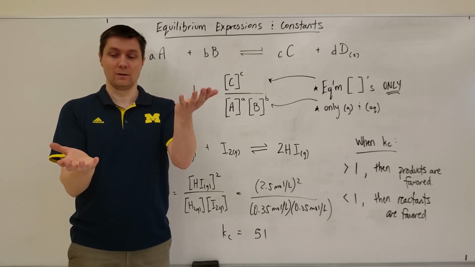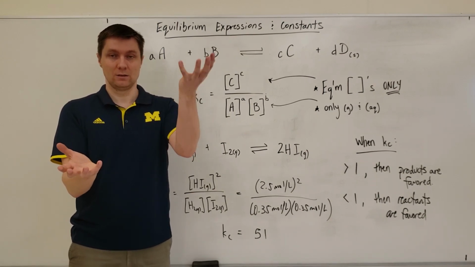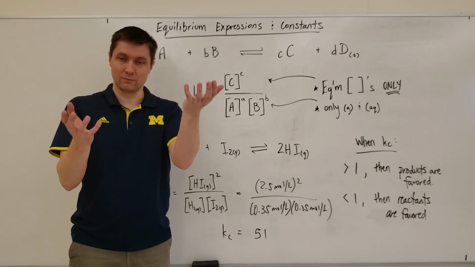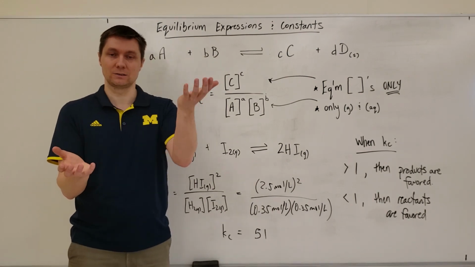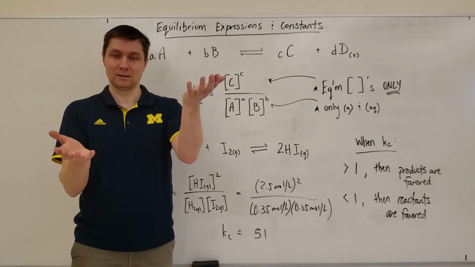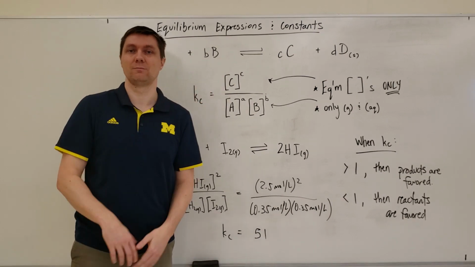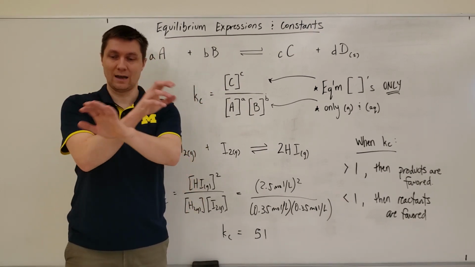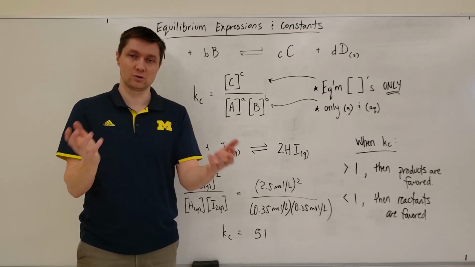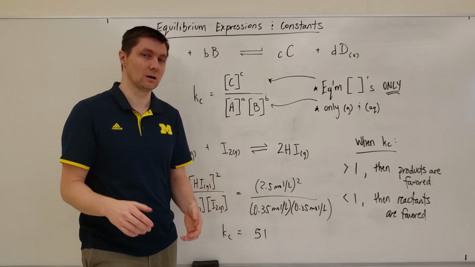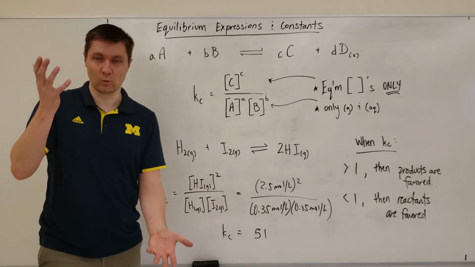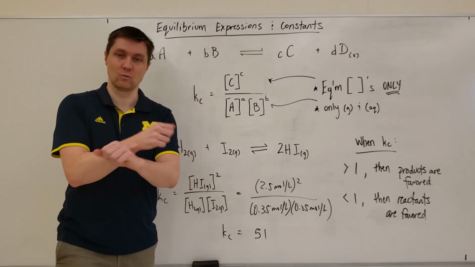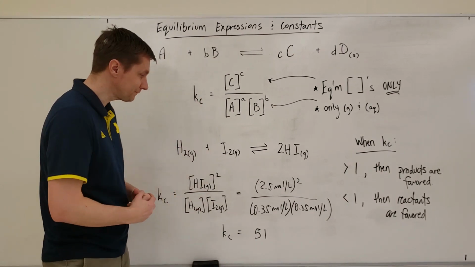at equilibrium so long as the amount of products that are turning into reactants is happening at the same rate that the reactants are turning back into products. And so that rate at which they're turning into one another is the key here. I can still have more of one than the other and those rates still be equal.